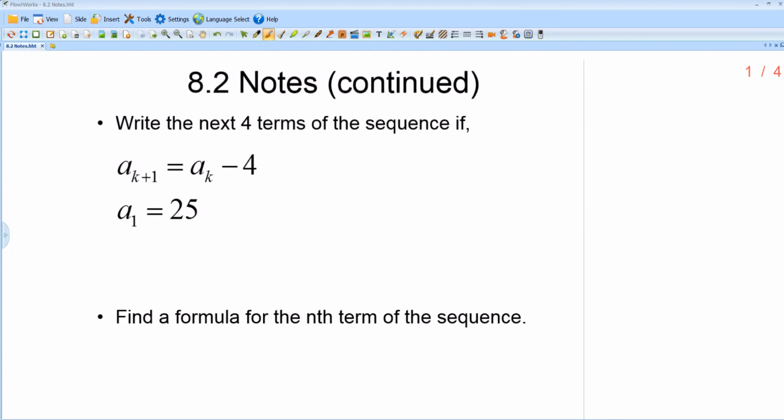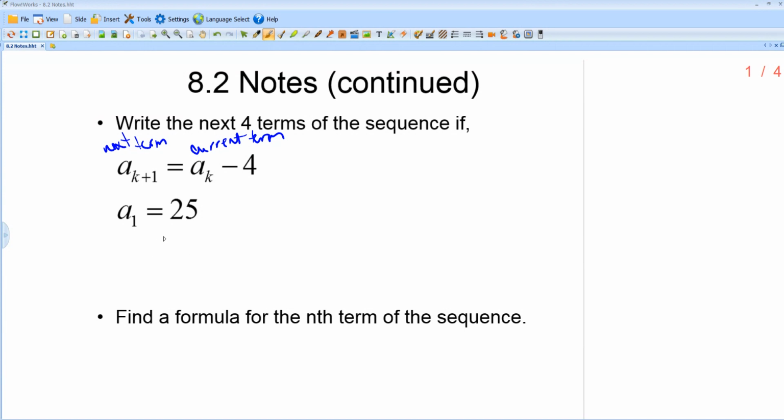We're going to write the next 4 terms of the sequence. So we have a sub k plus 1, meaning the next term is equal to the current term minus 4, given that the first term of our sequence is 25. So here we're working with something that's recursive. You can always tell by that k, and then the k plus 1. Those are things that don't show up in something that's explicit.